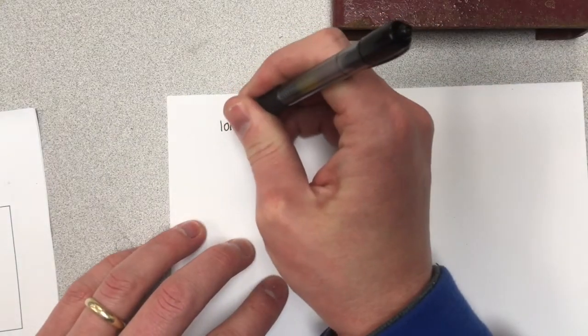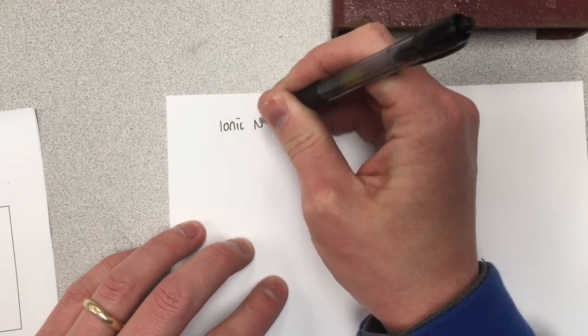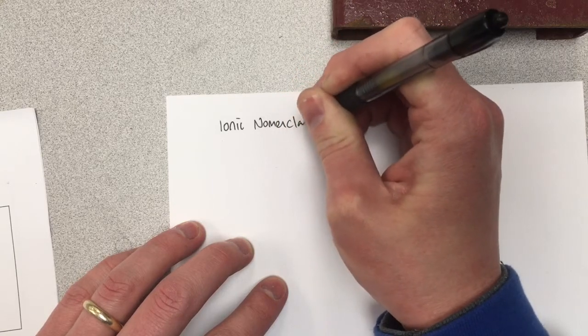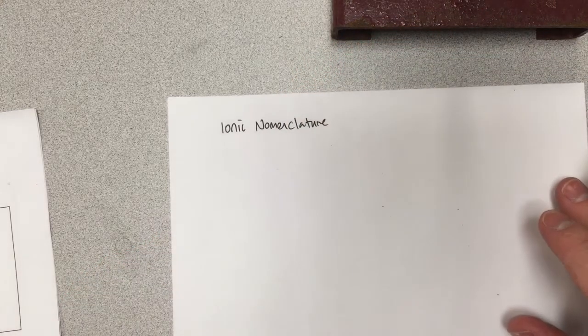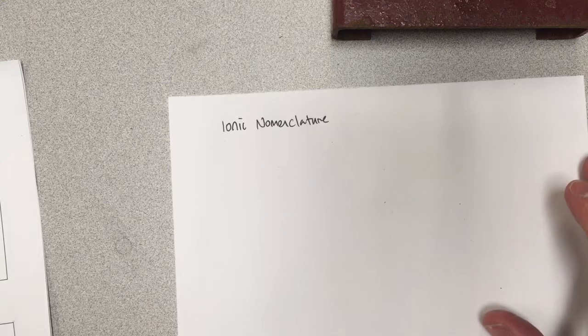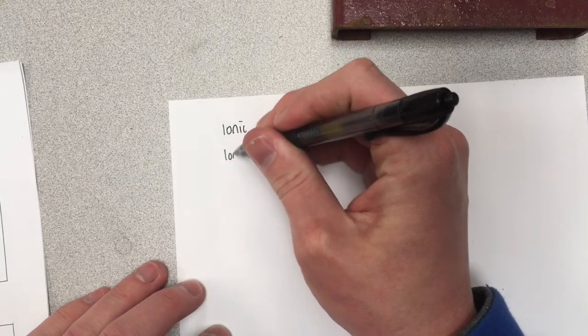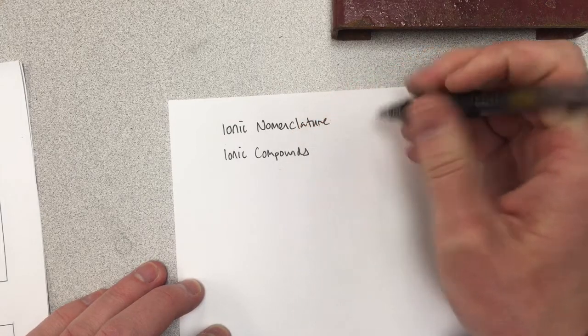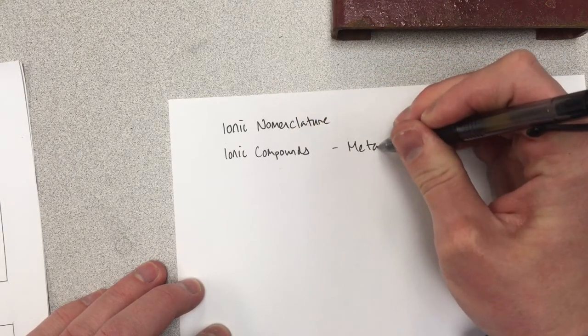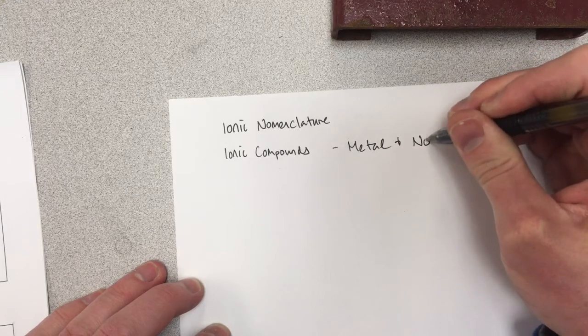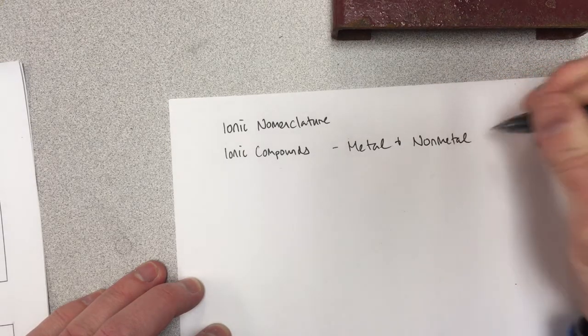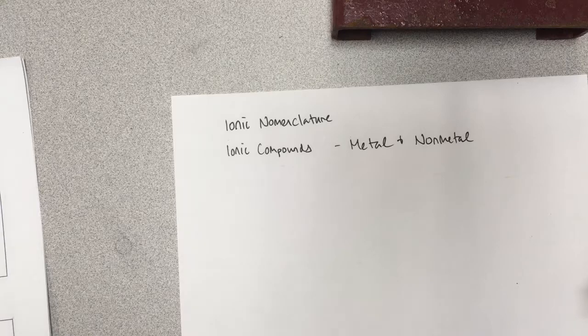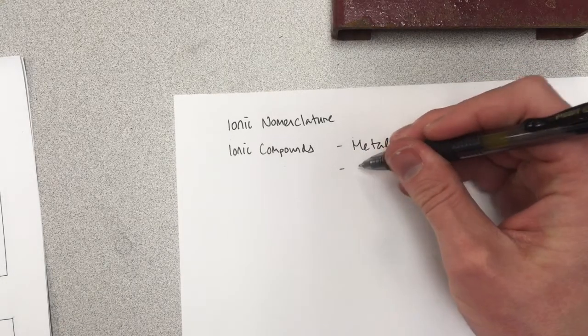Alright, this video is going to cover how to go through ionic nomenclature. Ionic nomenclature are the rules that we use when we want to name an ionic compound. Ionic compounds are going to be compounds that are between a metal and a nonmetal. And they're going to be compounds that are formed between charged particles.